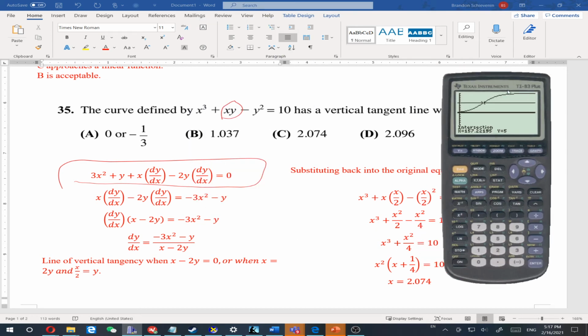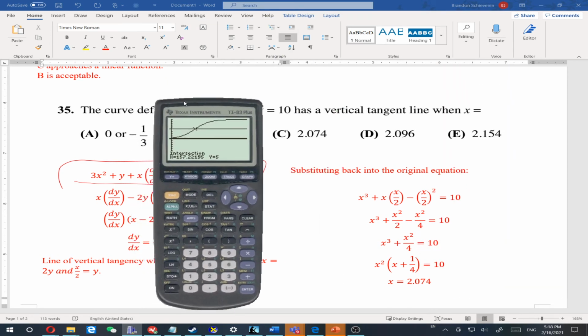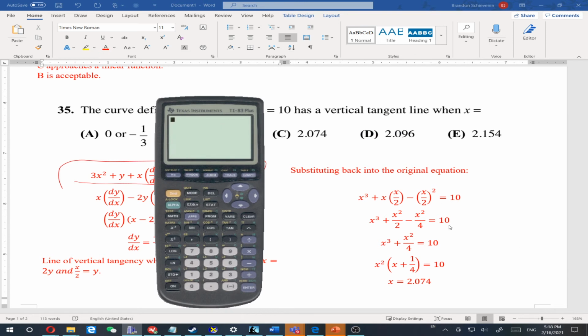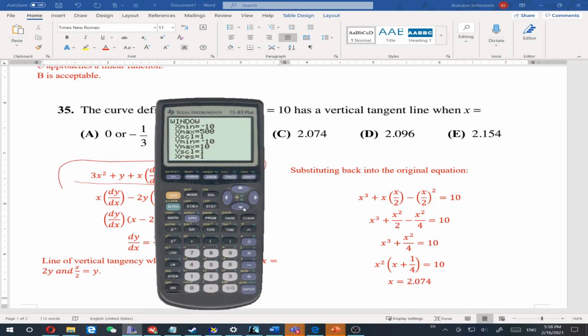So, into graphing calculators. I've got x cubed plus x squared over 2 minus x squared over 4 is equal to 10. So I'm going to graph this on a 10 by 10 window again. Let's see if we can see where they cross.